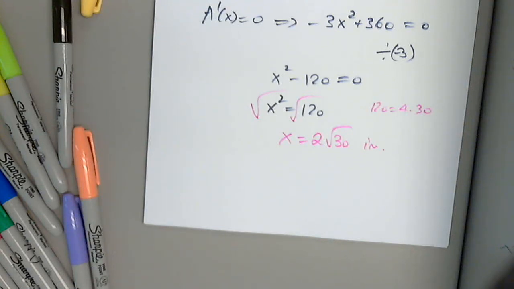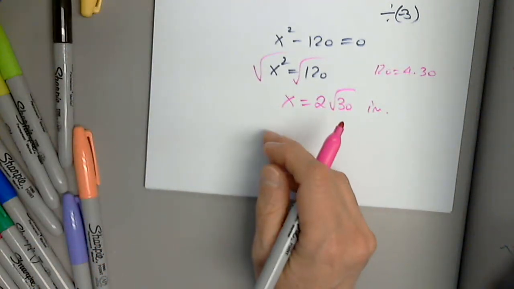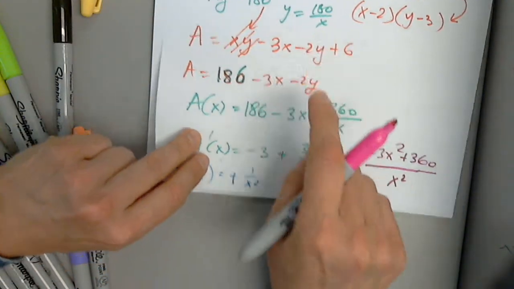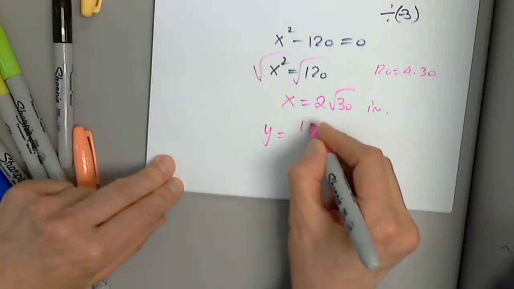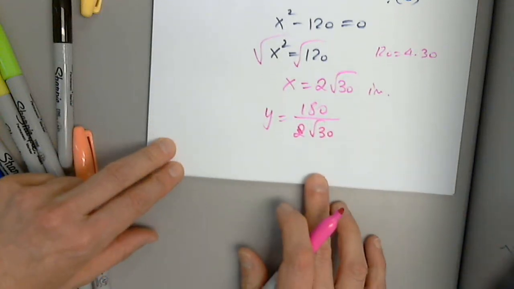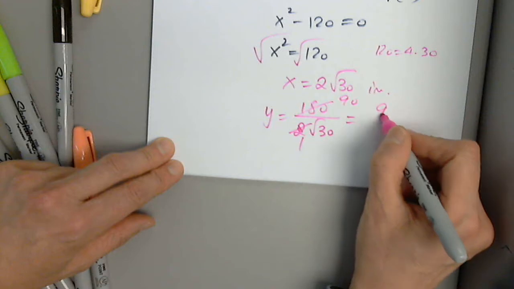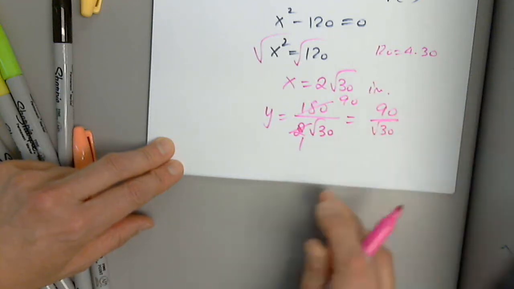I claim that this gives a maximum area. And you should say, show me. Your claim means nothing. You have to show me. I will determine the y, and then I'll show x equals 2 the square root of 30 gives a maximum area. Ready? So let's find the y. Remember, y was 180 over x. So 180 divided by 2 the square root of 30. Have to simplify. So this is 90 over the square root of 30.